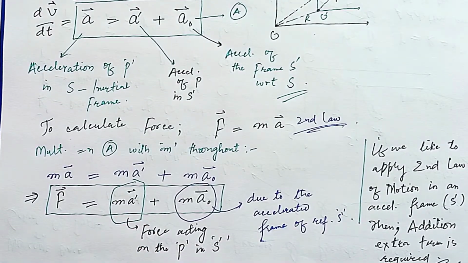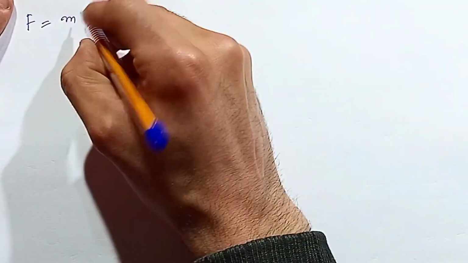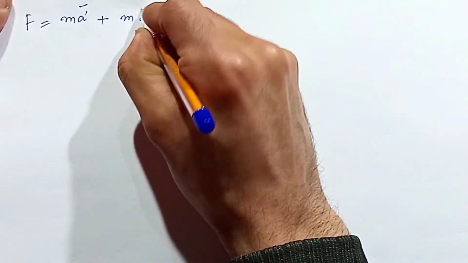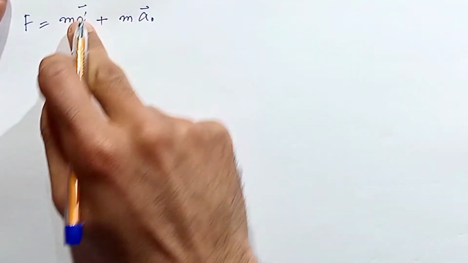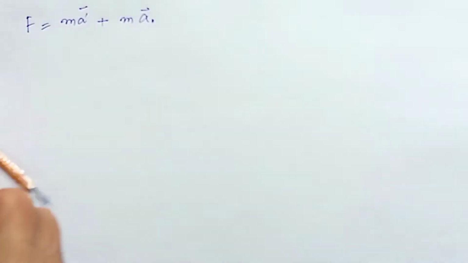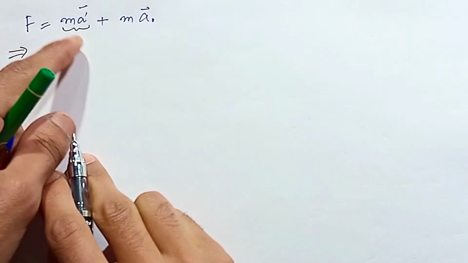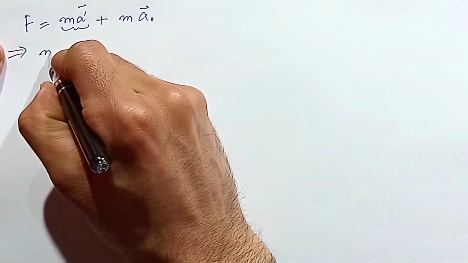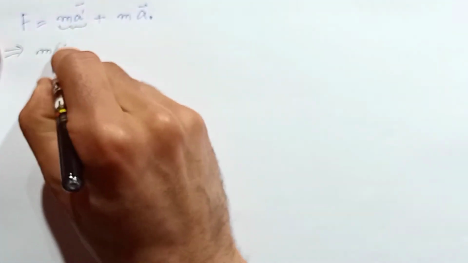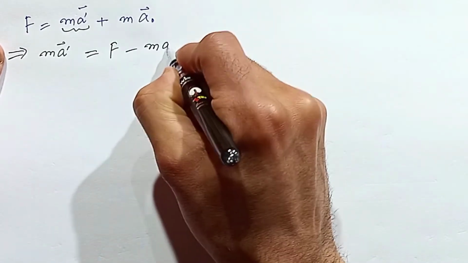So we have got till now F is equal to m times A prime plus m times A naught. This is the frame of reference acceleration, and this is the acceleration observed in the frame of reference S prime. So we want to apply the second law of motion onto the frame of reference S prime. Then m times A prime will be equal to F minus this term.